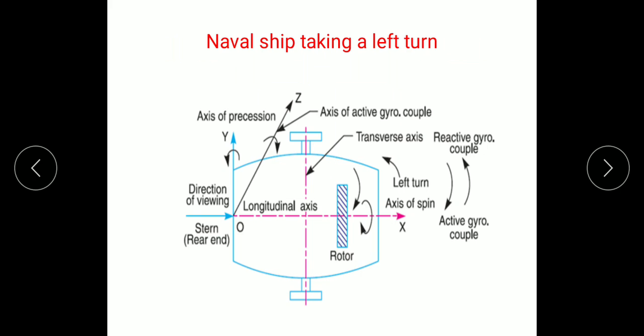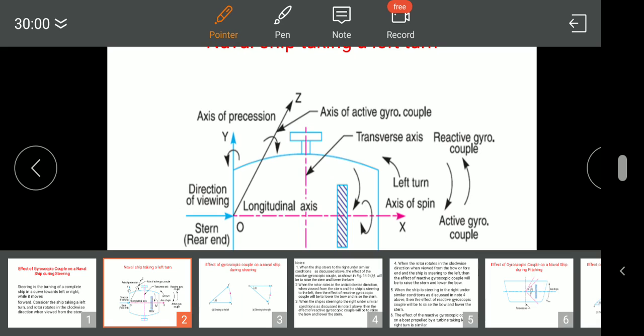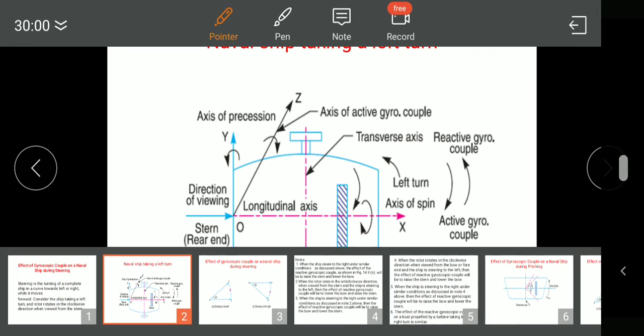So here this is the naval ship. Here we have three axes. This is the longitudinal axis, this is the transverse axis, and this is the axis of spin. The axis of spin is nothing but the axis of rotation. So mainly we have three axes: longitudinal axis, transverse axis, and axis of spin.